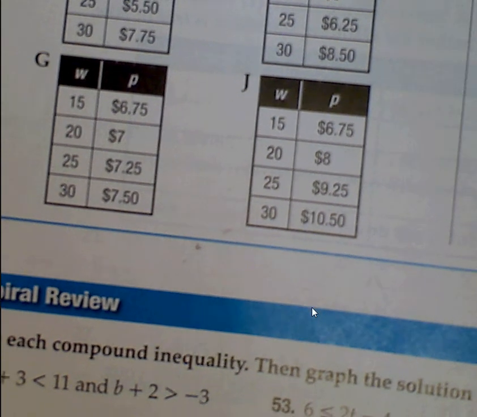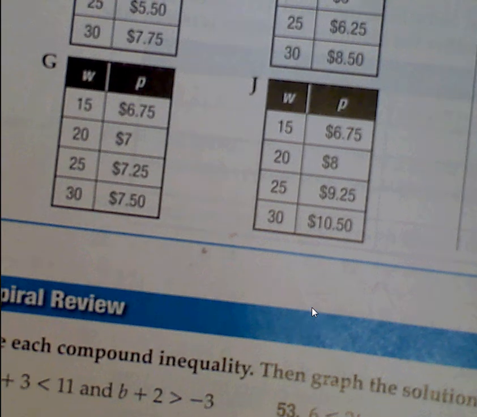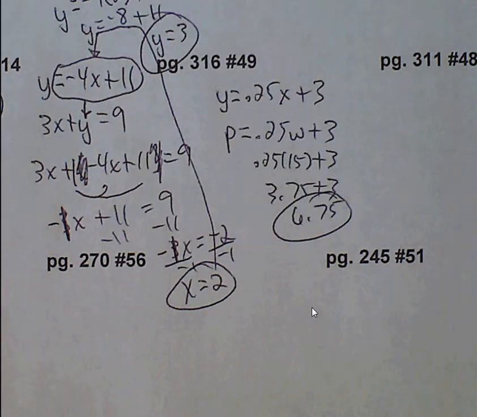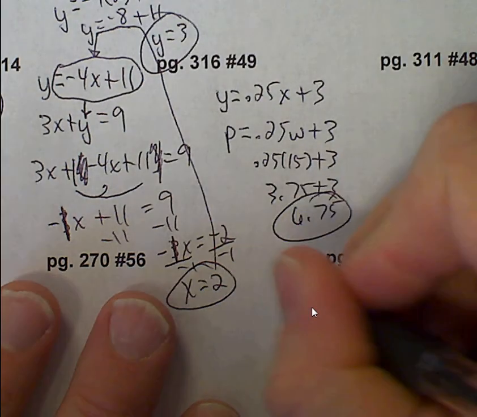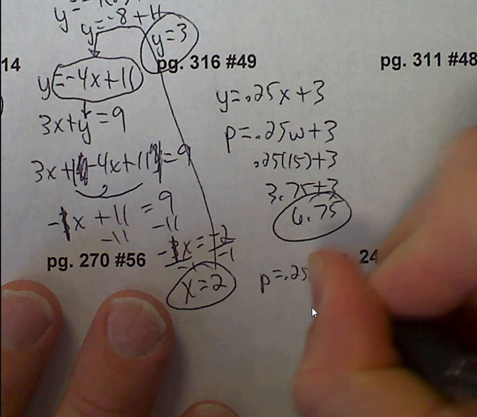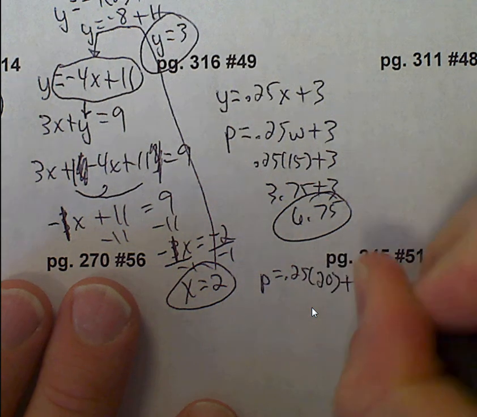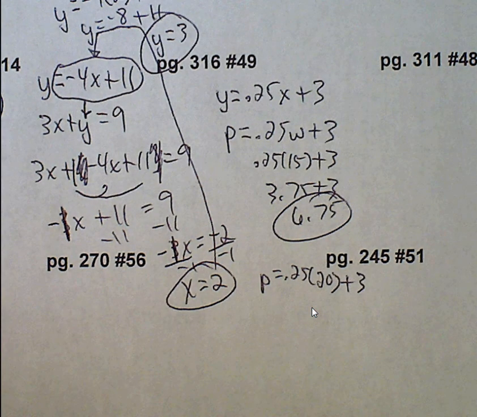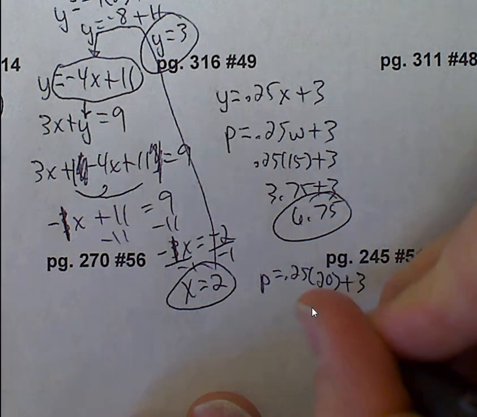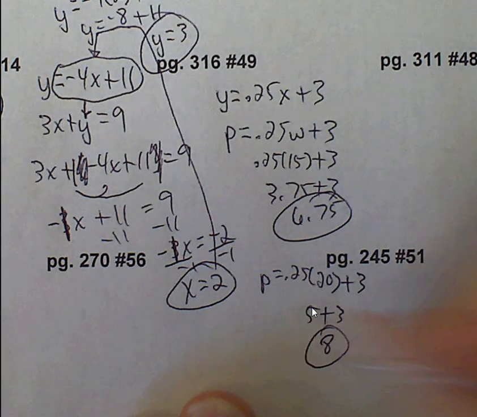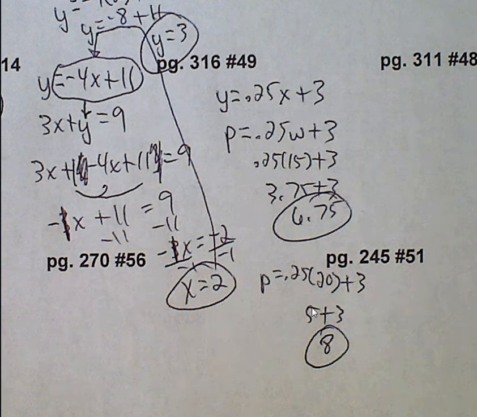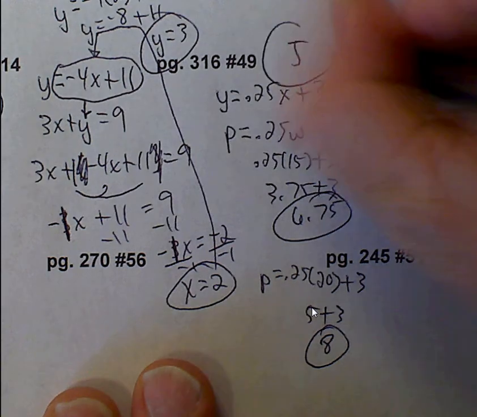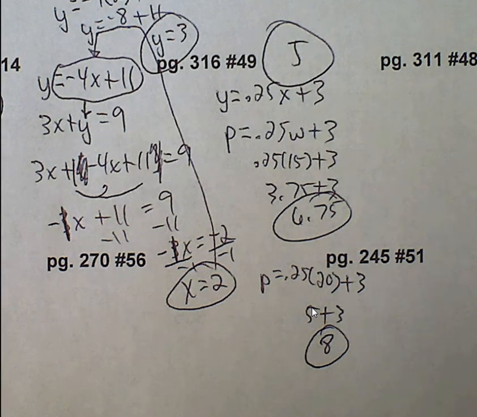So it's between G and J. Now I need to plug in 20 and see what I get. If I plug in 20, I have P equals 0.25 times 20 plus 3. 0.25 times 20 gives me 5. 5 plus 3 is 8. So the only one that has 8 would be J. J would have to be my letter. That's true.